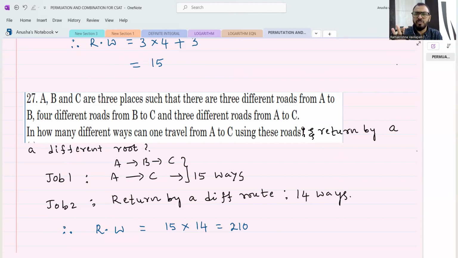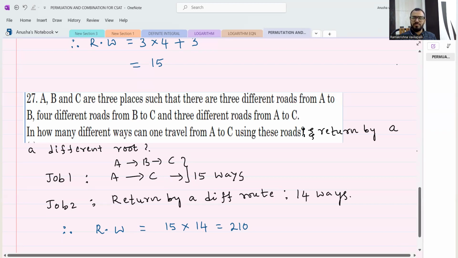So there are 5 ways to enter into the room. And there are 4 ways to come out of the room, because he has to choose another door, not the one he has already used. So going into the room, there are 5 ways. Coming out of the room, there are 4 ways. So totally, there are 20 ways. I hope you are understanding. Now, what is meant by the addition rule?